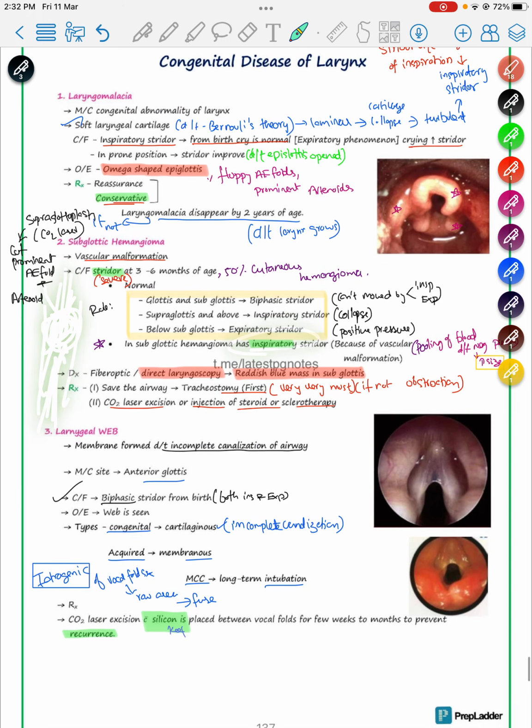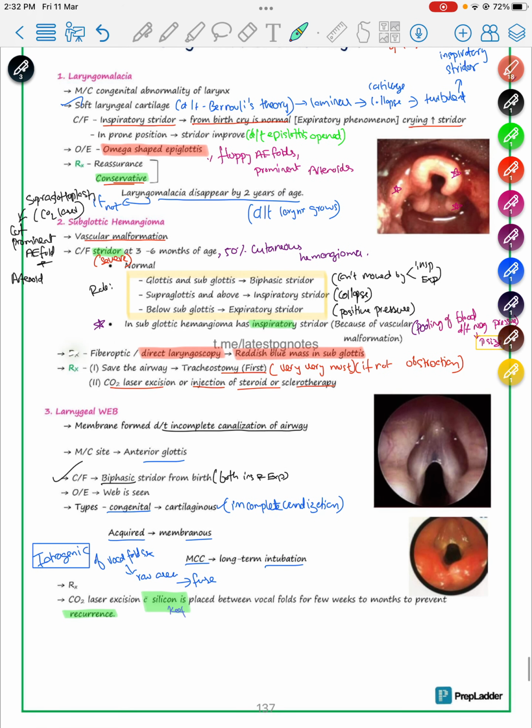In direct laryngoscopy you can see a reddish blue mass. Hemangioma means blood, so it is a reddish blue mass. For treatment, first secure the airway, the trachea, which is a must. If not obstructed, then CO2 laser excision or injection of steroid, which is very important to decrease the edema.